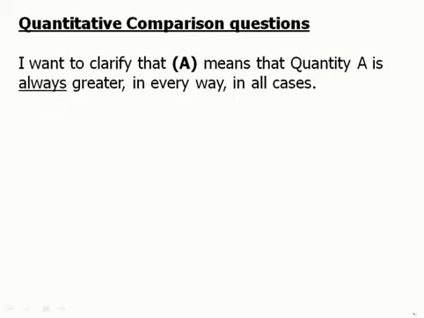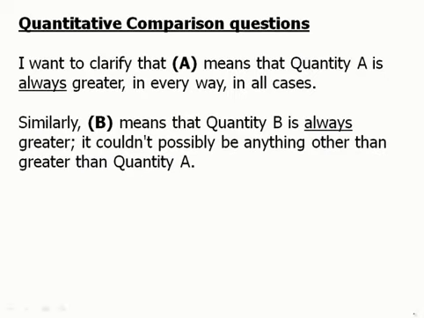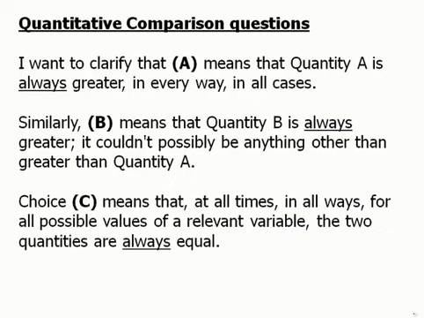And I want to clarify that A means that quantity A is always greater in every way in all cases. Similarly, B means that quantity B is always greater, couldn't possibly be anything other than greater than quantity A. C means that at all times and in all ways, for all possible values of a relevant variable, the two quantities are always equal. In other words, A, B, and C implicitly have the word always in them.